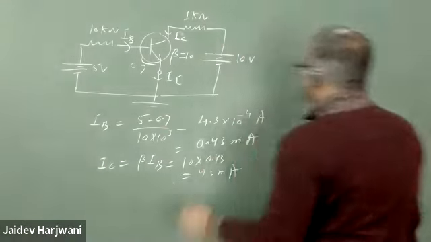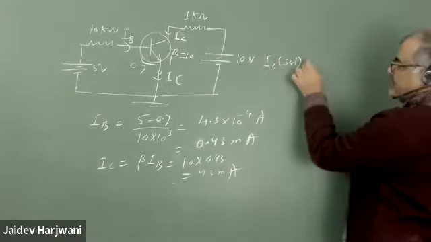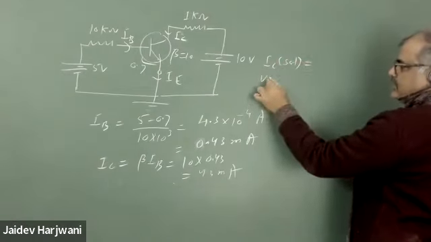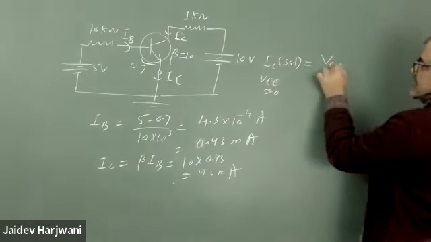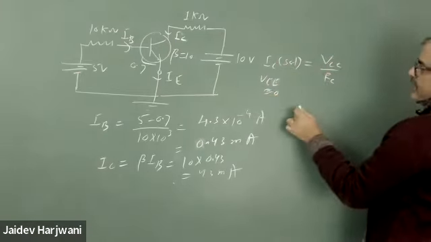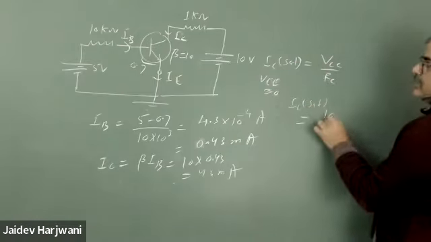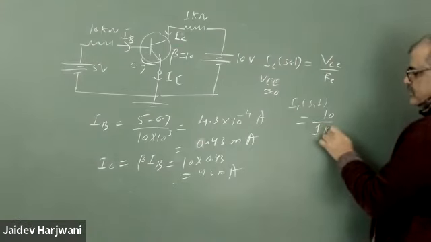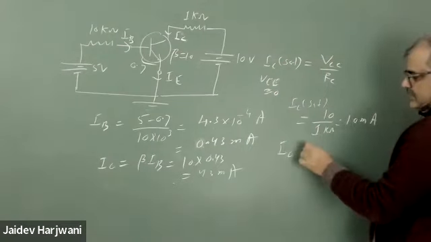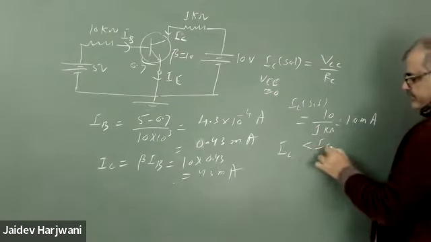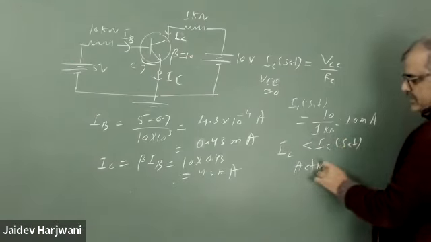Now IC saturation: you have to make VC 0. Once VC is 0, your IC will be VCC upon RC. So IC saturation will be, your VCC is 10 volt, divided by 1 kilo ohm, that becomes 10 milliampere. So my IC is less than IC saturation, that means my operation region is active.